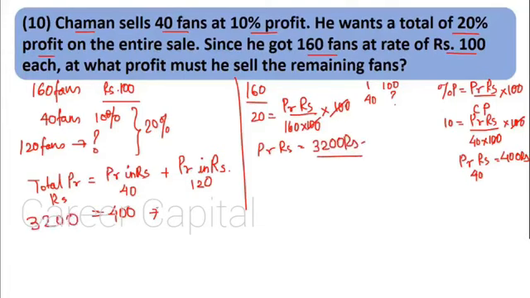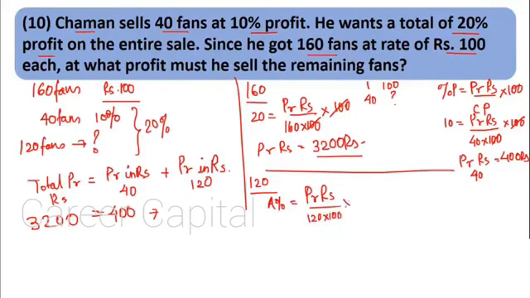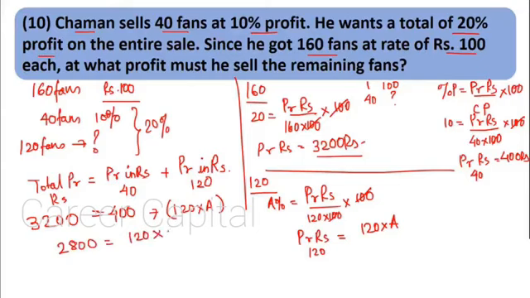Let's write over here. Now, profit in rupees for the 120 remaining fans. At what percent profit should he sell? We do not know. Let us assume that he sells at A percent. Profit in rupees, do we know? No. What is the cost price for the 120 fans? 120 fans into 100 rupees each, multiplied by 100. What do we get? Profit in rupees for 120 fans is 120 multiplied by A. Let's solve. 2800 would be equal to 120 into A.